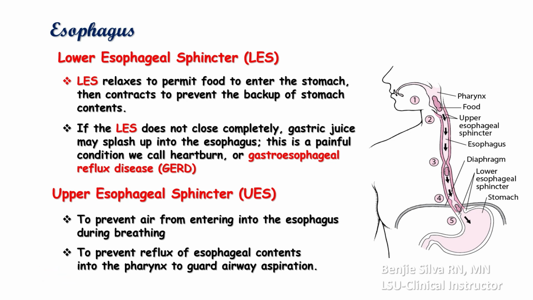Most people experience heartburn once in a while and it is merely uncomfortable, but chronic GERD is more serious. The lining of the esophagus cannot withstand the corrosive action of gastric acid and will be damaged, perhaps resulting in bleeding or even perforation. Medications are available to treat this condition. The function of the upper esophageal sphincter is to prevent air from entering into the esophagus during breathing, and to prevent reflux of esophageal contents into the pharynx to guard against airway aspiration.